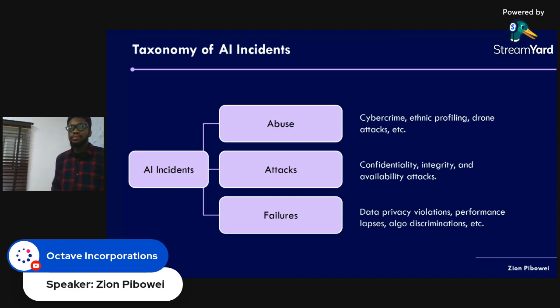So we have abuse, and abuse could be things around cybercrime, ethnic profiling, and drone attacks. And then we have attacks. So there's a very blurry line between abuse and attacks. An attack can be an abuse, and abuse can be an attack, right? So an abuse is pretty much when bad data or bad information is introduced to the model. So maybe something like data poisoning, or maybe information that should not be served.